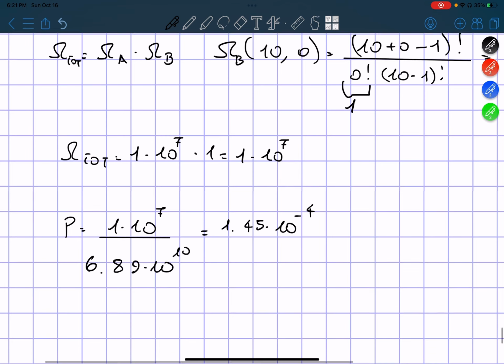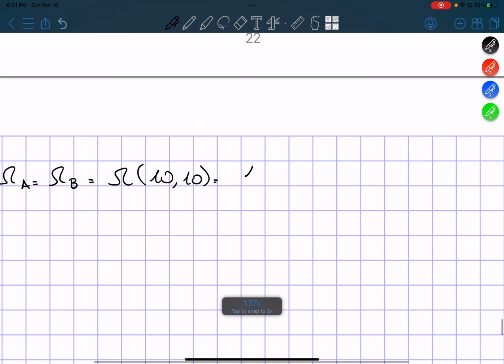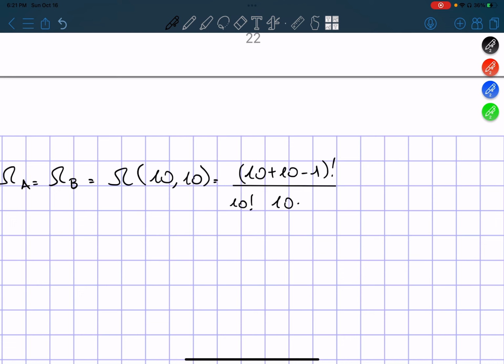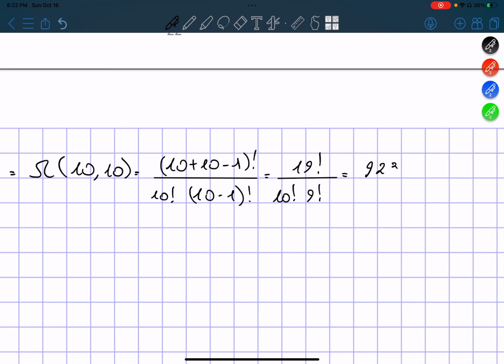Now, what is the probability of finding exactly half the energy inside A? Well, the multiplicity of A is going to be equal to the multiplicity of B, because we have the same number of oscillators and the same number of energies at thermal equilibrium. So this is for 10 and 10. This is equal to (10 plus 10 minus 1) factorial divided by 10 factorial times (10 minus 1) factorial, which is 19 factorial divided by 10 factorial times 9 factorial. This is equal to 92378.